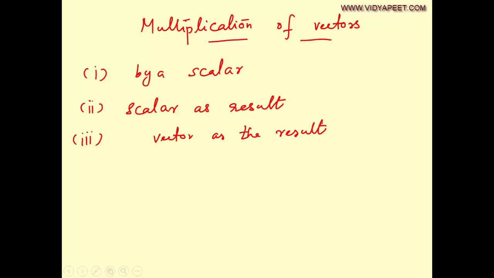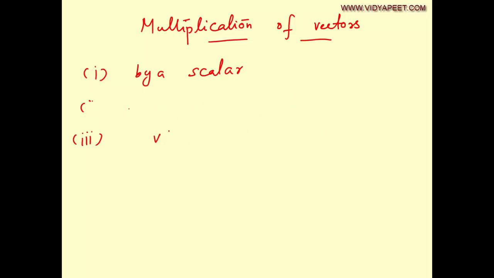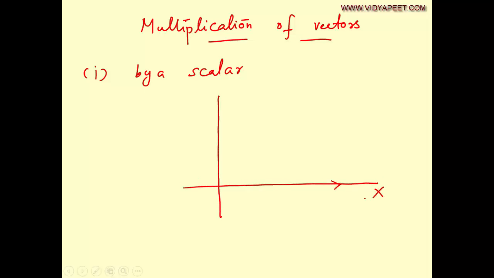So first, we take the first example, we are going to multiply a vector by a scalar. So what happens when we multiply a vector by a scalar? So we start with our coordinate system, say x, y. And I take our usual position vector for some point. Let us take a point, say 2, 4. So I take this length to be 2 and this length to be 4. Now I can draw a position vector for that point, say P.